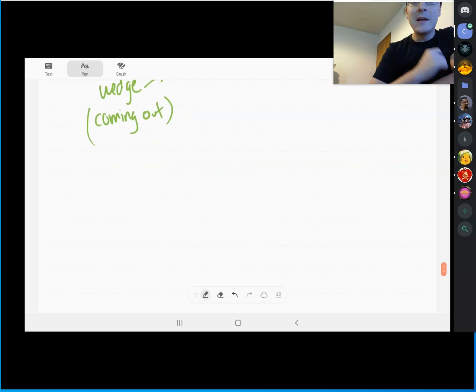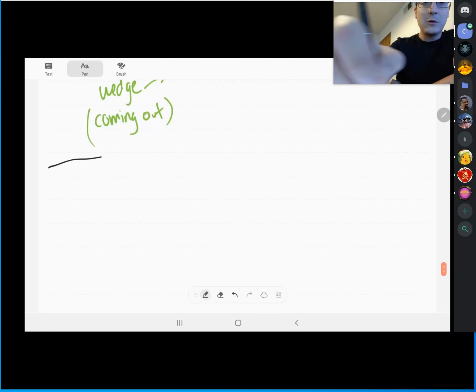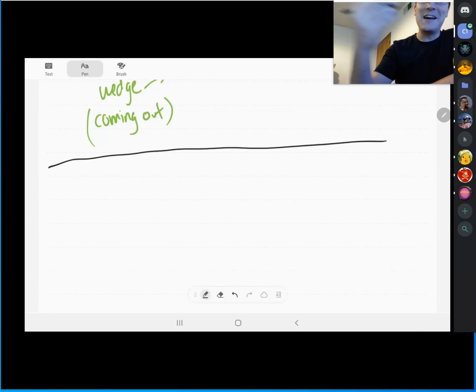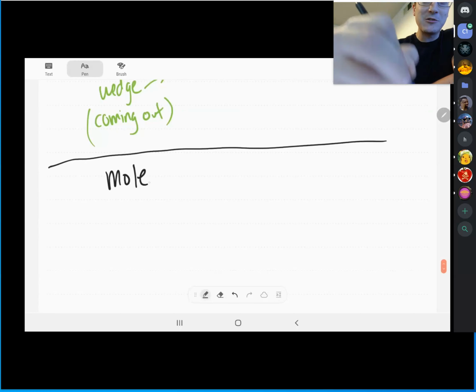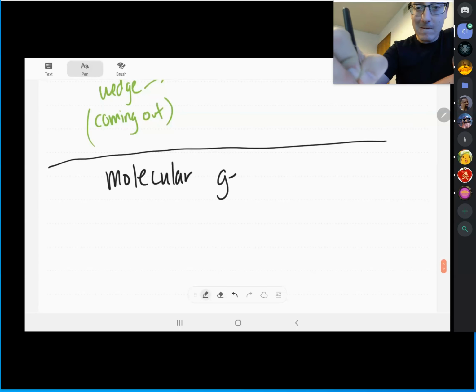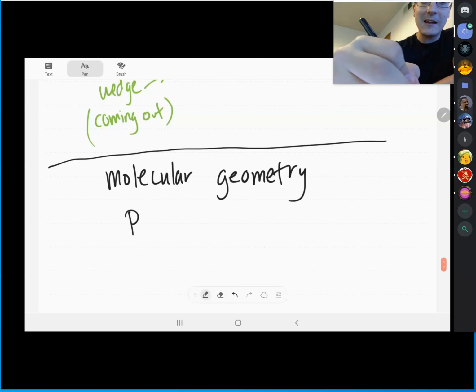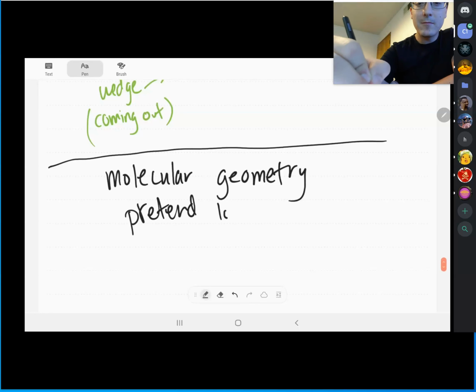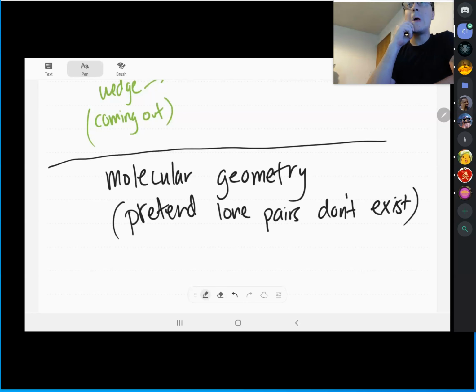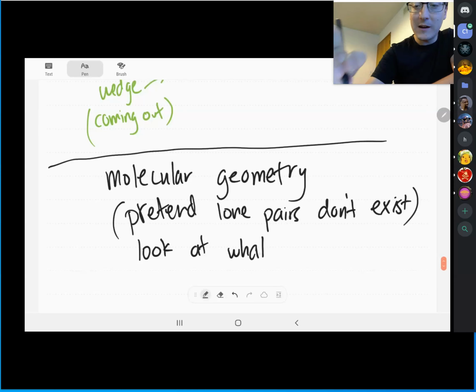Okay, so we now have another one called molecular geometry, where we pretend the lone pairs don't exist. And so what we're going to do is look at what remains.